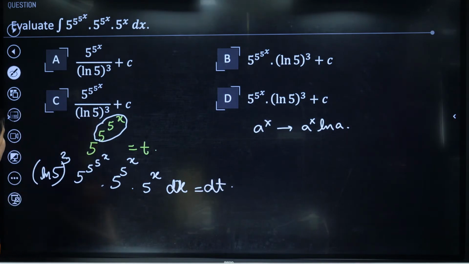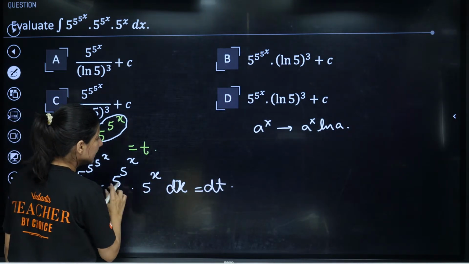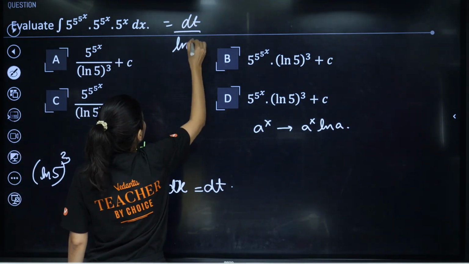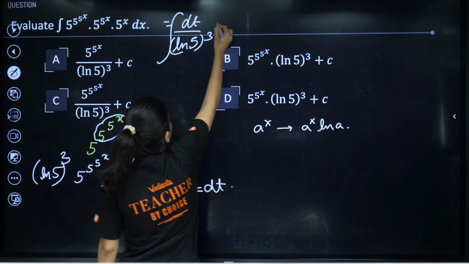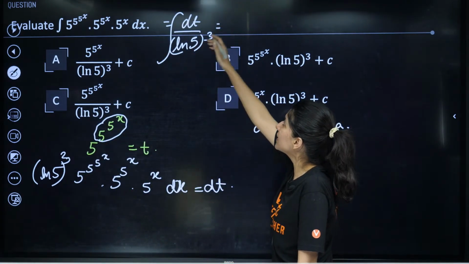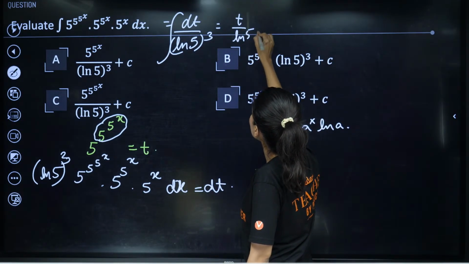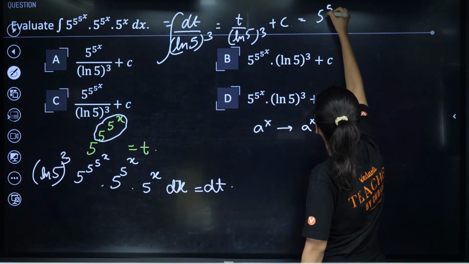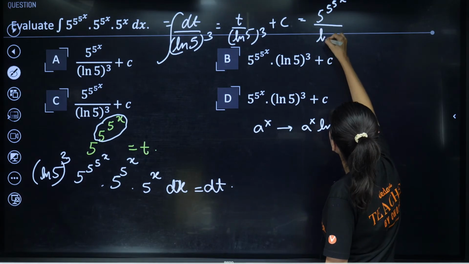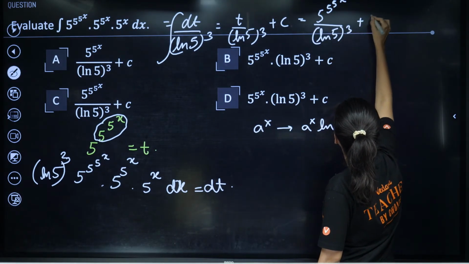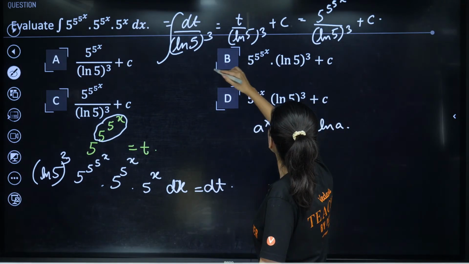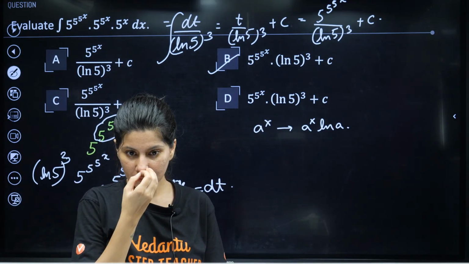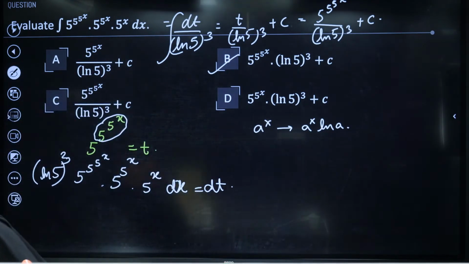Now tell me what is happening. Basically these 3 terms into dx is becoming dt upon the whole cube of log of 5, integral. This is the constant. So t upon log 5 whole cube plus c. What is t? Same thing, which is 5 raised to power 5 raised to power 5 raised to power x upon log of 5 whole cube plus constant. So this is going to become option B. Option B is absolutely right.